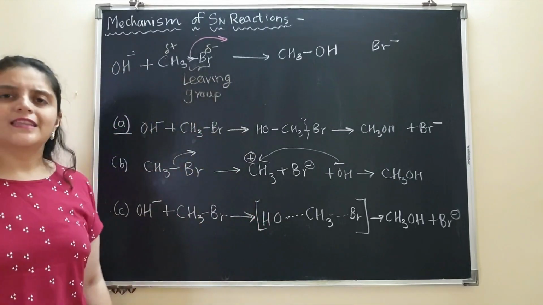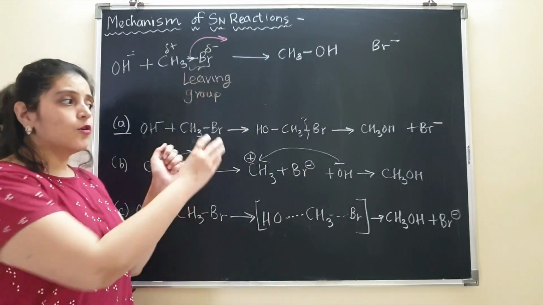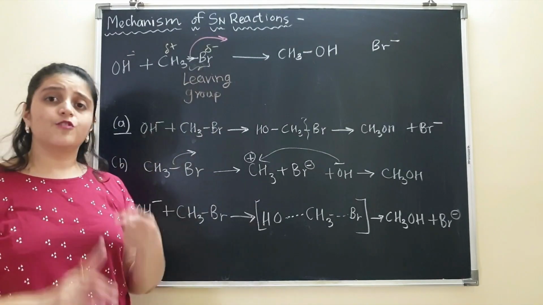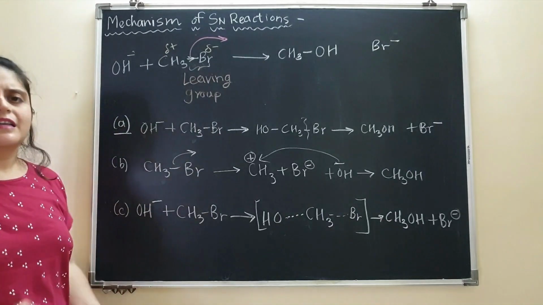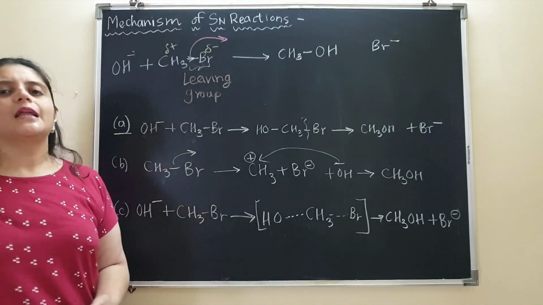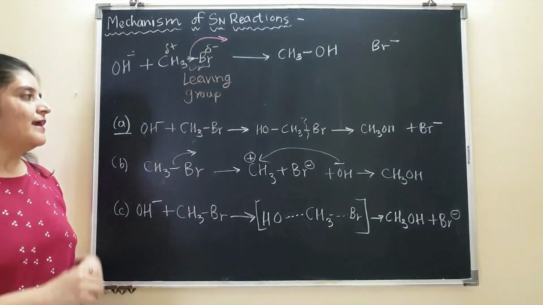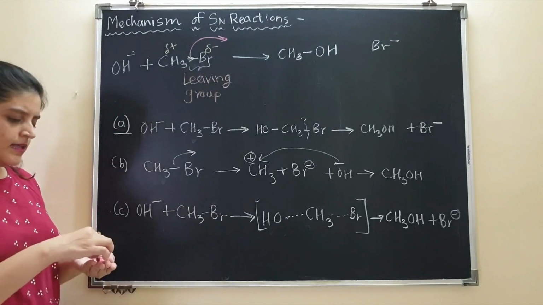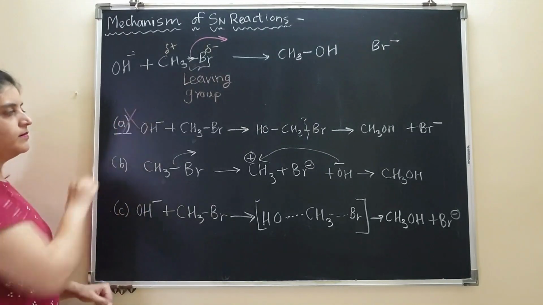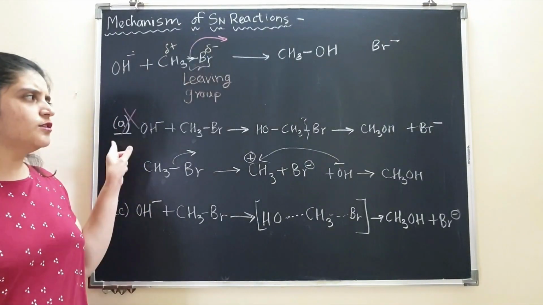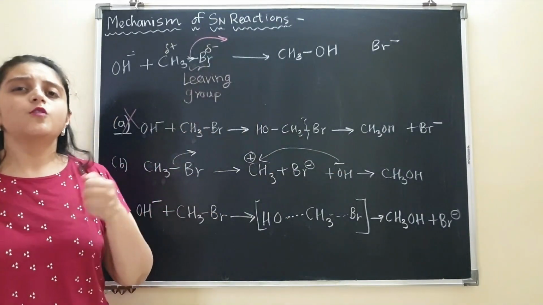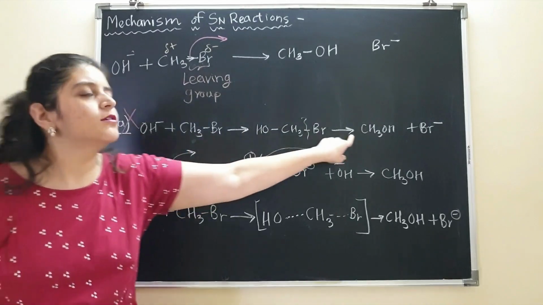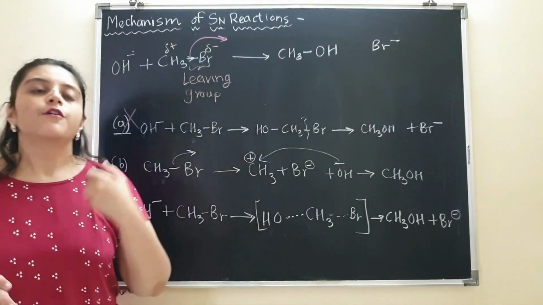Now, out of the three possibilities, the reaction cannot go by all three methods. It has to follow only one method. So now there is one method that you can reject immediately by looking at the reaction. And I hope you must have guessed that the first step over here is absolutely wrong. Even if we have written it on the board, there is no way that the reaction will proceed by this mechanism. Why?